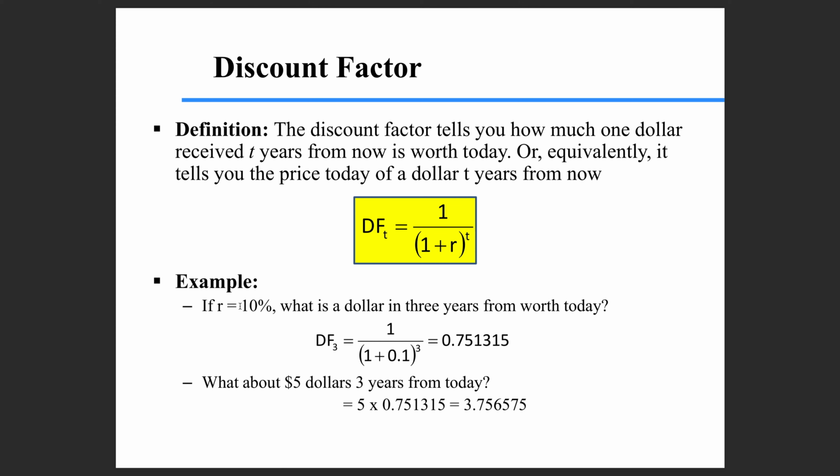What if this amount is not $1, but $5? The $5 received in 3 years will be worth to me approximately $3.76. And how did we calculate this amount? I took $5 and multiplied by the discount factor, or equivalently divided $5 by 1.1 to the power 3.